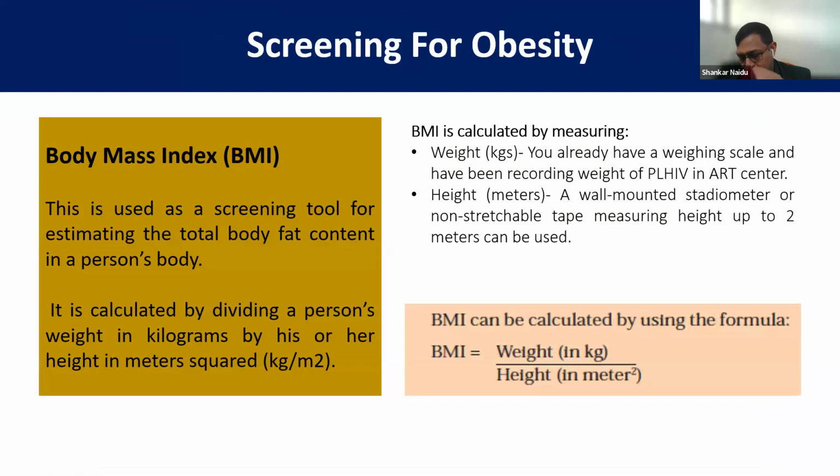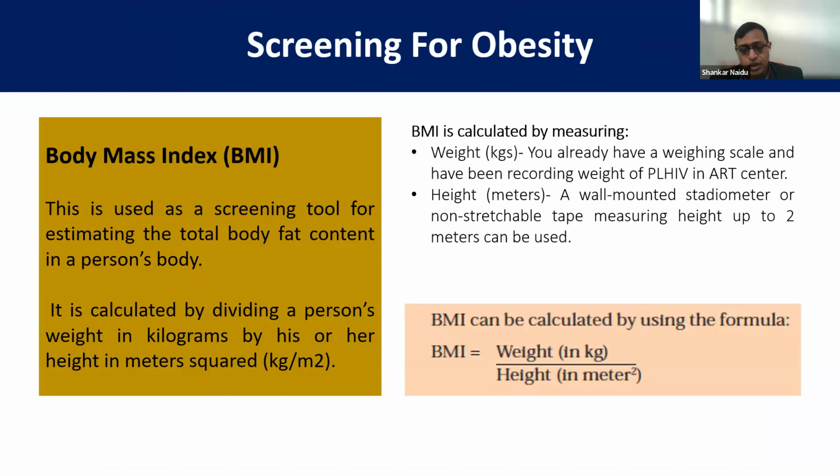So next, the third condition that we are going to discuss is obesity. Obesity is defined by the measurement of body mass index. Body mass index is very easy to calculate. As you can see, the formula is shown here. It is calculated by weight in kg divided by height in meter square. So it is very easy to perform.